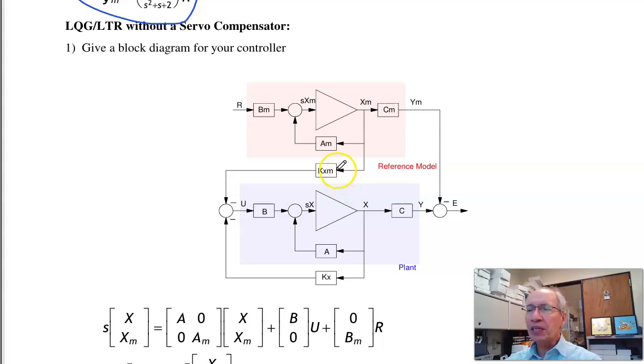Come up with your feedback gains, Kx for the plant, Kx for the model, and I'm going to use LQG-LQR techniques to find the feedback gains where the weighting is the error between the two. As the weighting on the error goes to infinity, the two should track.